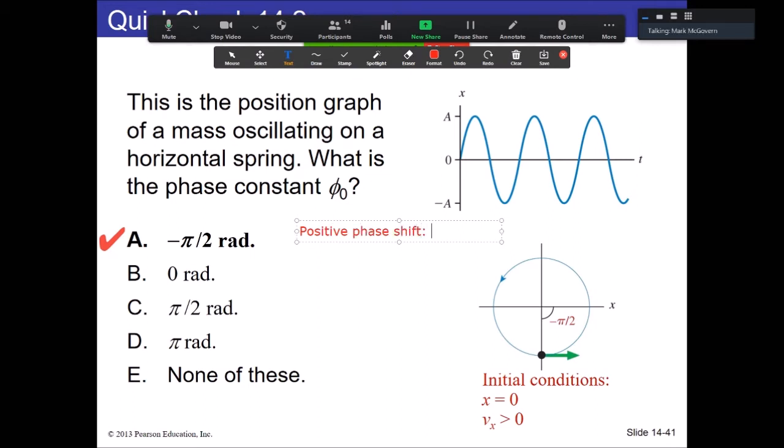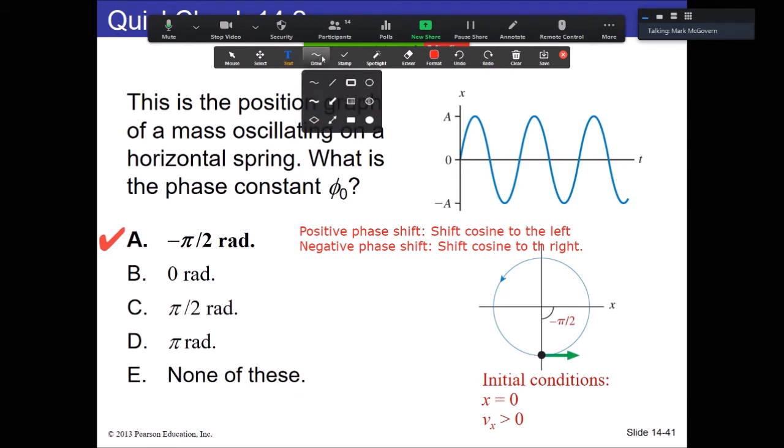what that's going to do is shift your cosine function to the left. A negative phase shift is going to shift your cosine function to the right. Now pi over 2 is exactly a quarter of the period. Your cosine function normally starts right up top, this spot right there, but we've actually been pushed forward.